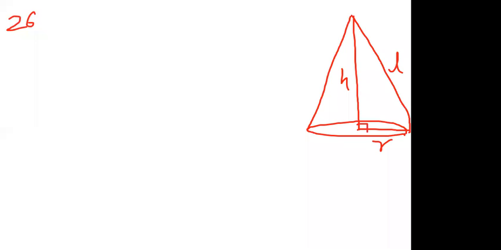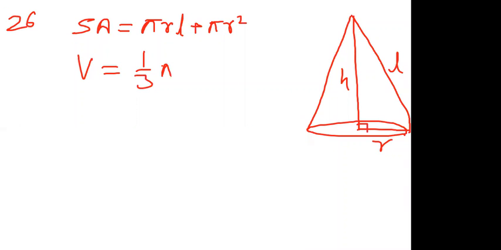Now, its surface area is given to us. Surface area means total surface area is given to us. Total surface area is pi r L plus pi r square. This is the total surface area. Show that the semi-vertical angle of a right circular cone of given surface area and maximum volume, the volume is to be maximized. So volume is equal to 1 by 3 pi r square h.